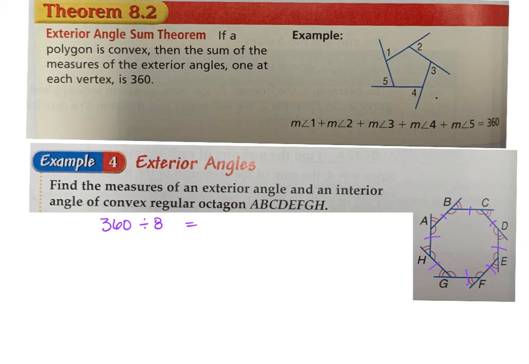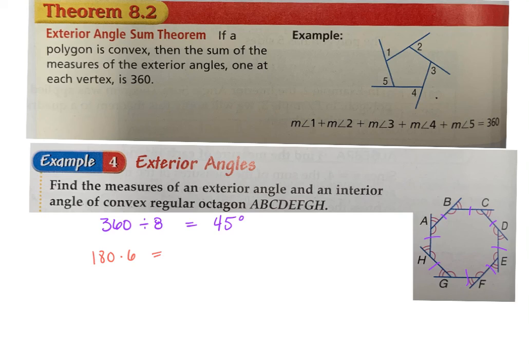When I do that, what do I get? 8 goes into 36 4 times with 4 left over. 8 goes into 40 5 times, right? 45 degrees. That's my exterior. Exterior is easy. 360 divided by how many sides you have, all right? Let's do interior. Interior is going to be 180 times what? I have 8 sides, so I'm going to multiply by 6, all right? So 6 times 180 gives me what?